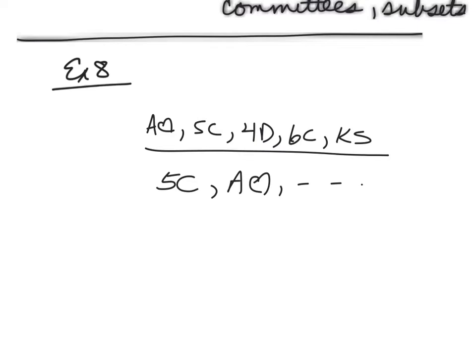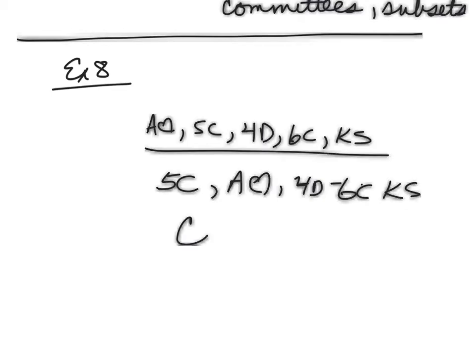are these two hands the same hands or not? 4 of diamonds, 6 of clubs, king of spades. Are those two the same hand? They are the same hand, aren't they? It doesn't matter what order you get the cards in, you have the same set of 5 cards. So therefore, order does not matter on this problem, and it means we're going to use a combination.